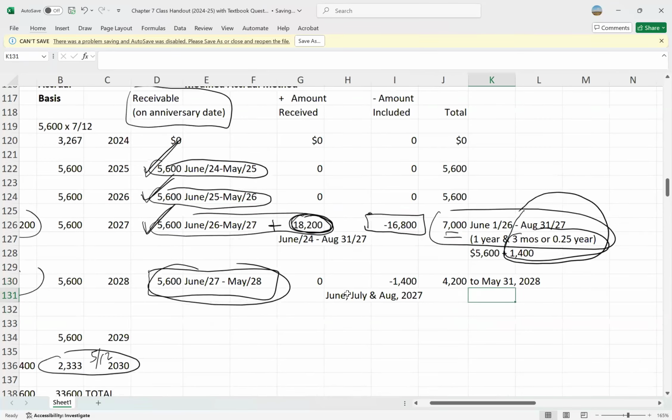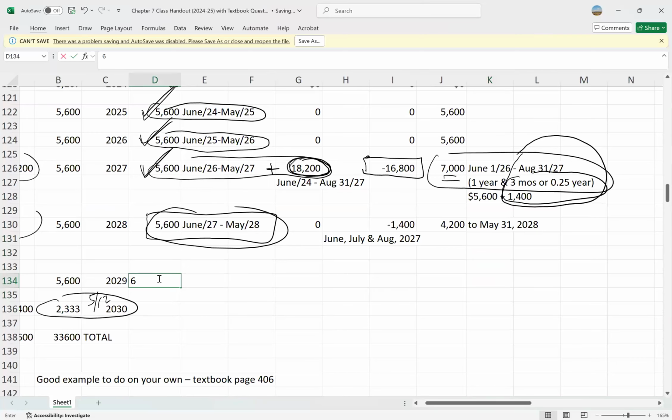Then we go to 2029. Once again, how much is accrued from the last anniversary date? Another 5,600. So this represents June 2028 to May 2029. Nothing was received. We don't have to make any adjustments. So 5,600. And then we get to the last year. And once again, we have to do another anniversary date accrual. So this time we're looking at 5,600 from June 2029 to May 2030. That's when the contract matures.